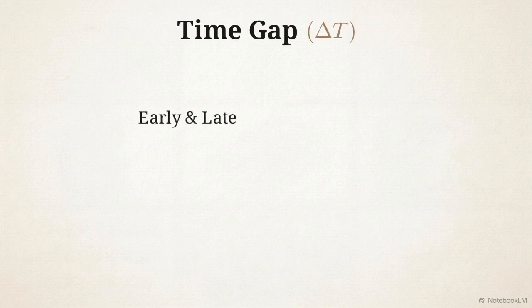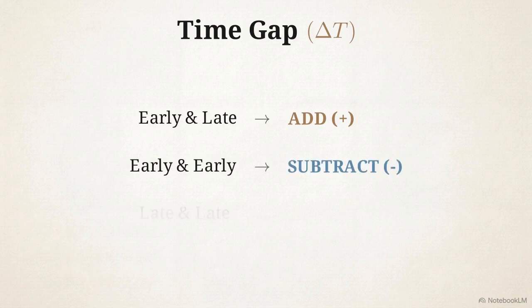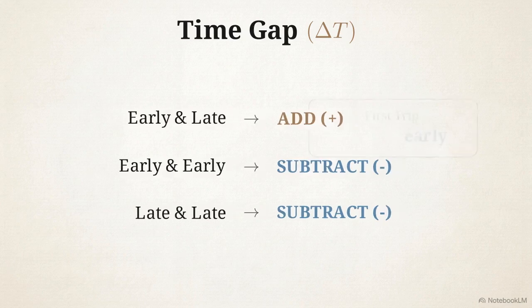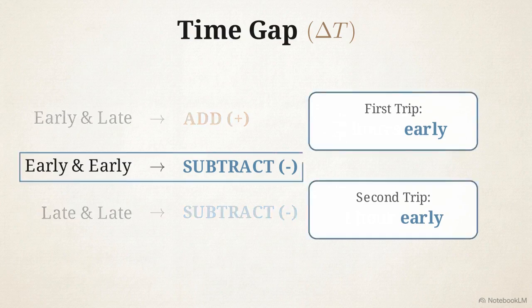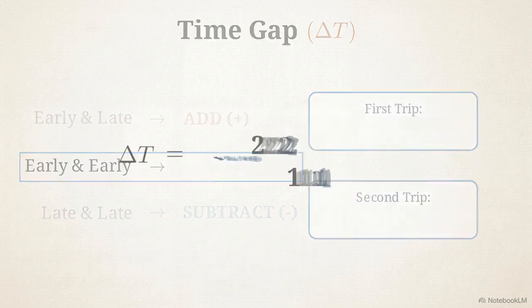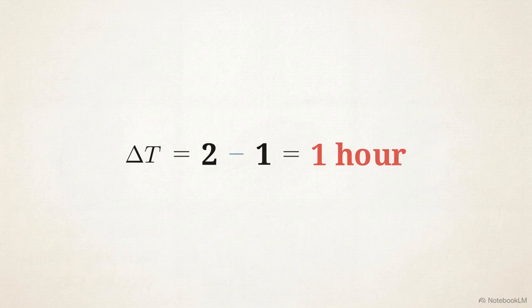If the problem provides opposite states, like arriving early one day and late the next, you add the times together. If the states match, meaning both are early or both are late, you subtract them. In our example, the boy is 2 hours early on the first trip and 1 hour early on the second. Since both states are early, we subtract. 2 minus 1 gives us a delta t of exactly 1 hour.